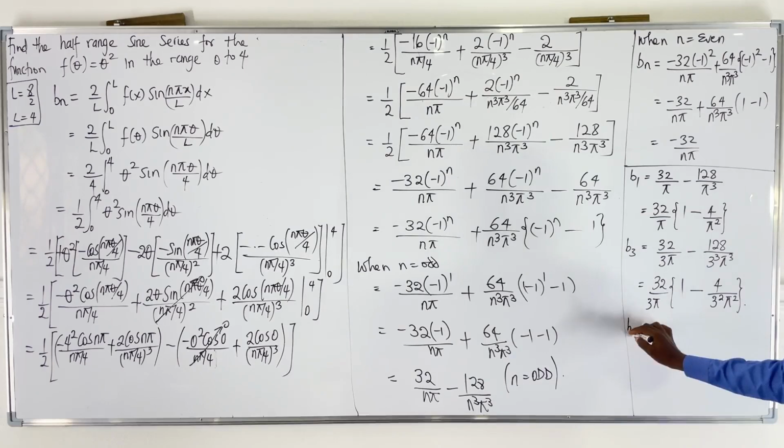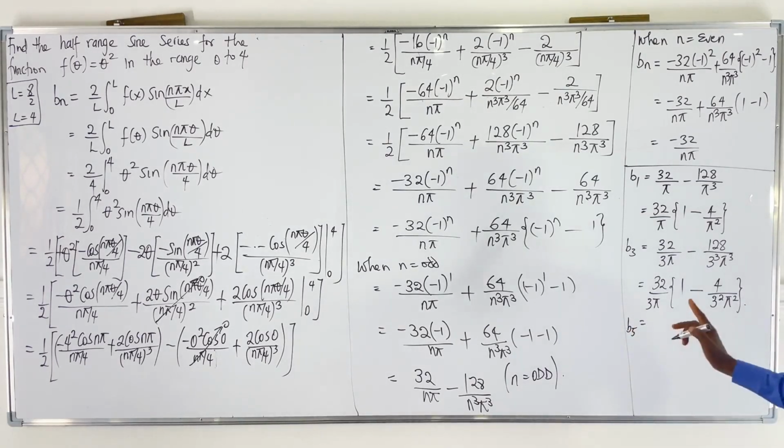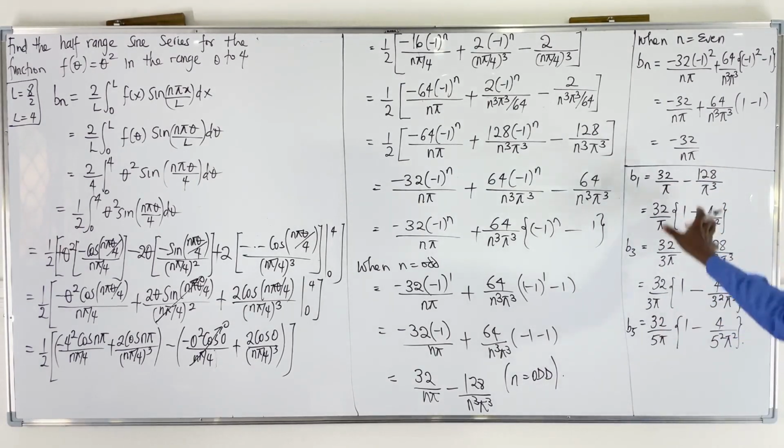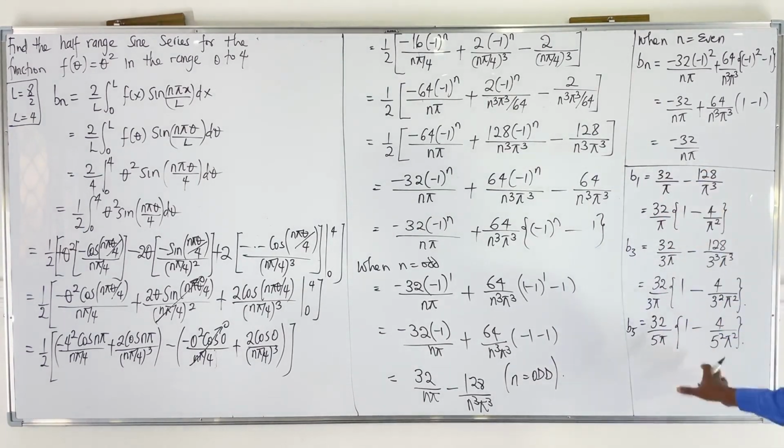Now let's find b5. You know you can actually tell what b5 would be. b5 is going to become 32 over 5 pi into, we're going to have 1 minus 4 over 5 squared pi squared. Yep, it follows a particular pattern. So this is what we have. So for odd values, this is my b1, b3, b5.